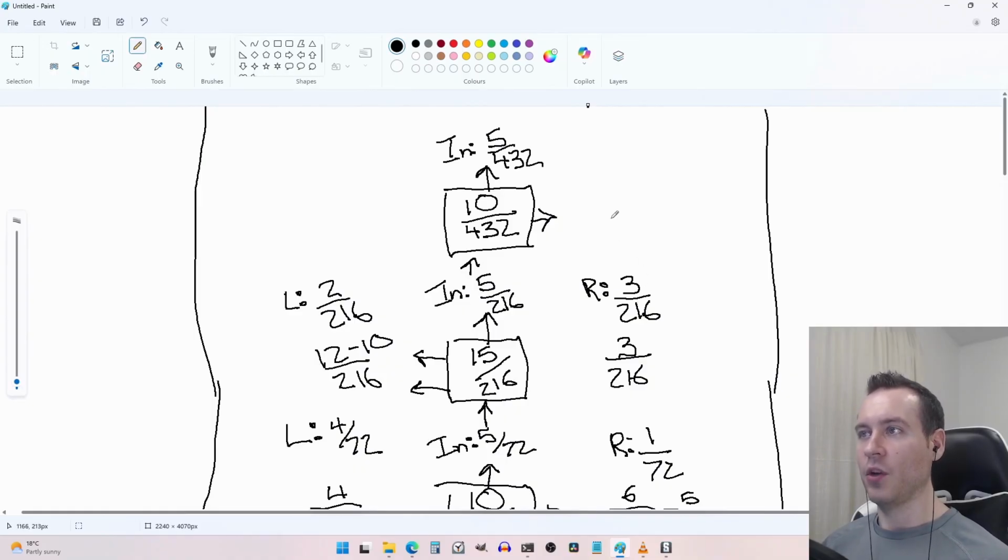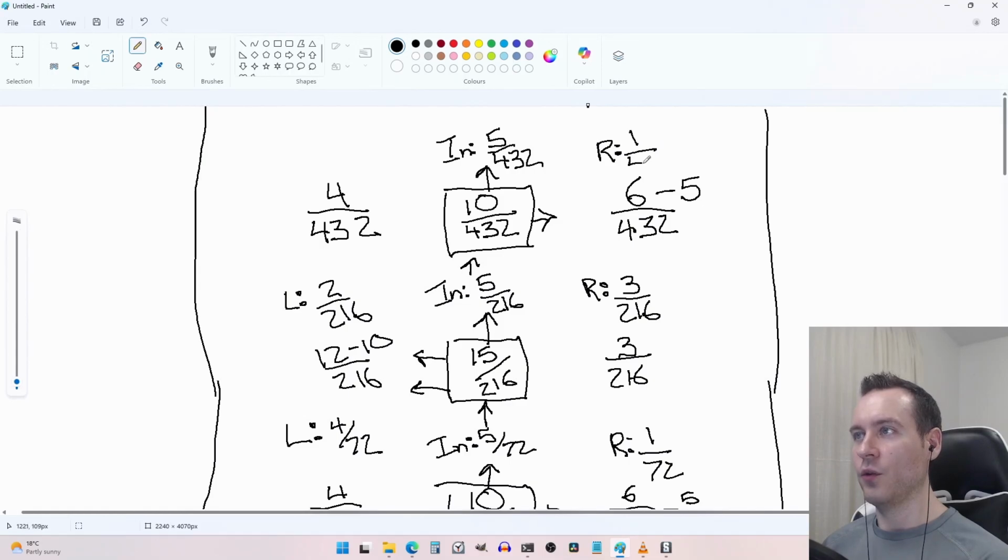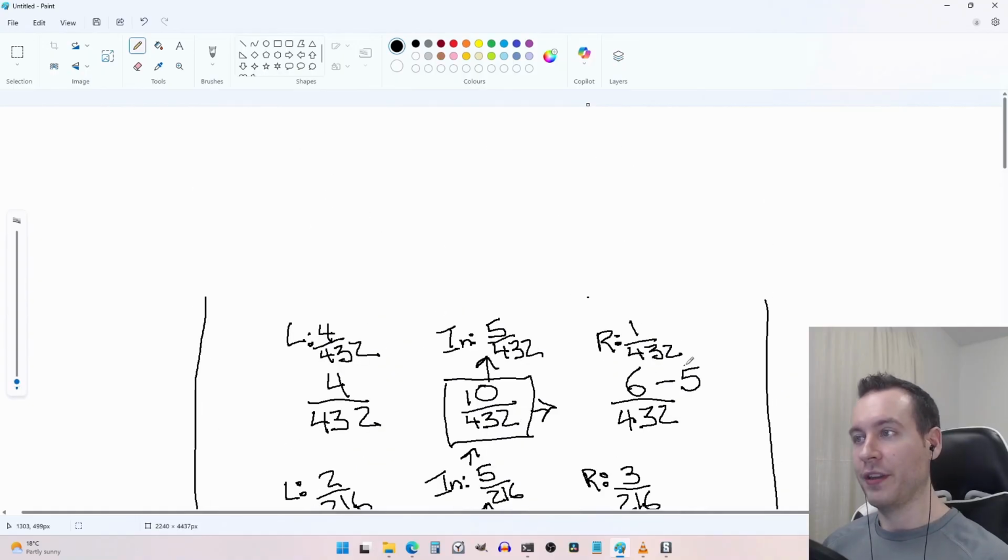So let's continue multiplying the numerators and denominators by 2. They will all be over 432. 2 times 2 is 4. 3 times 2 is 6. Minus 5 over 432 for the half of this value. So the next right will be 1 over 432. The next left will be this 4 over 432. The left is now larger than the right, and it's larger than double the right.